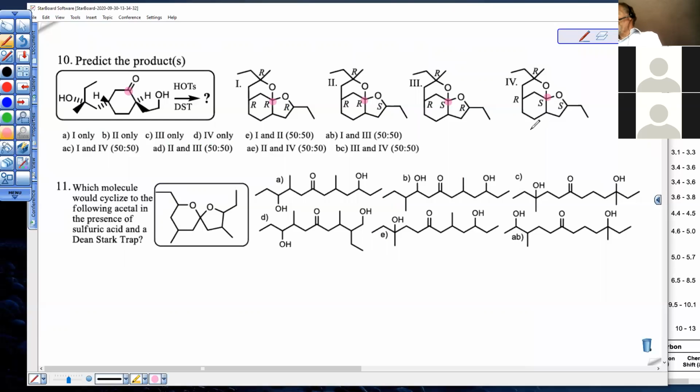This problem is only about stereocenters, isn't it? Okay. The carbonyl carbon can be attacked from the front or the back. So 50% R, 50% S. So I think we're leaning towards a 50-50, but maybe not.